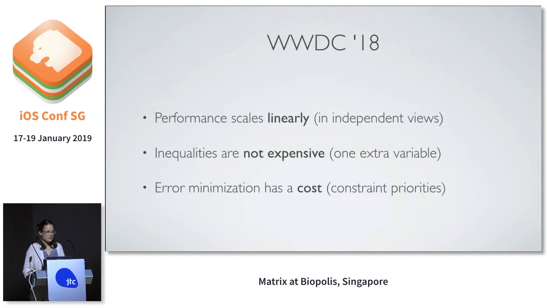So looking back at what we wanted to understand before going into the constraint solving part, first of all, we wanted to see if performance scales linearly in independent views. I think it's a check, because if you think about having these three points in a totally different view in the same layout, it will take two times the original to solve for all the layout. So that's why we can say that if these constraints are in independent views, the performance scales linearly. And inequalities are not expensive. We could see why, because whenever you have an inequality, you can convert it to an equality by just adding one extra variable. So pretty straightforward, definitely not expensive. And then what we're not going into in detail is that the error minimization, that is the constraint priority problem, has a cost, because it's just mathematically a more difficult thing to do.